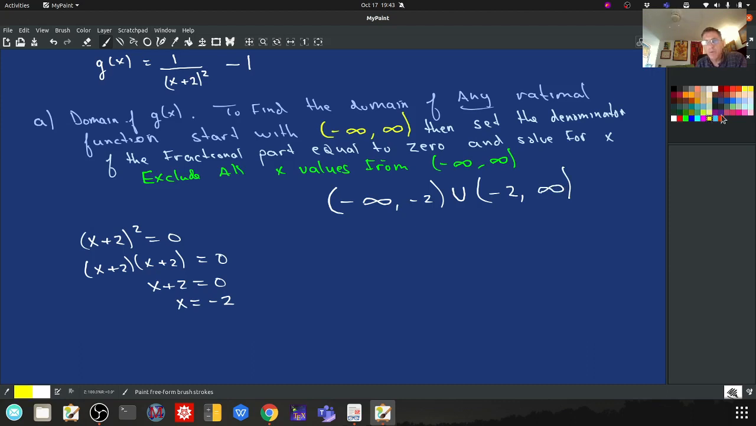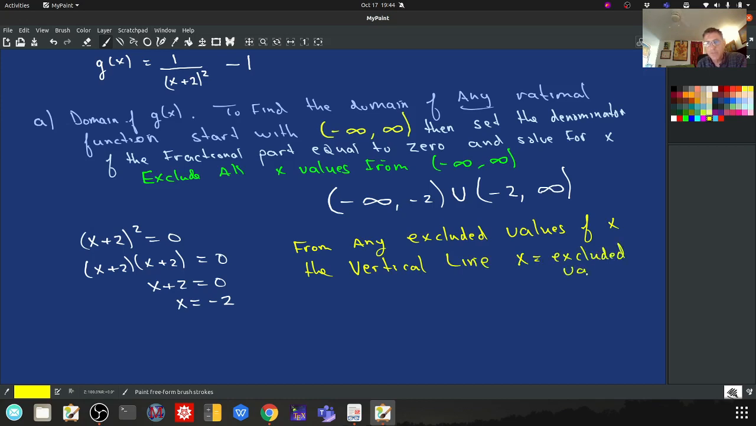And here is another important point. For any excluded values of x, the vertical line x equals the excluded value is a vertical asymptote. So I know that this graph has a vertical asymptote at x is equal to minus 2.